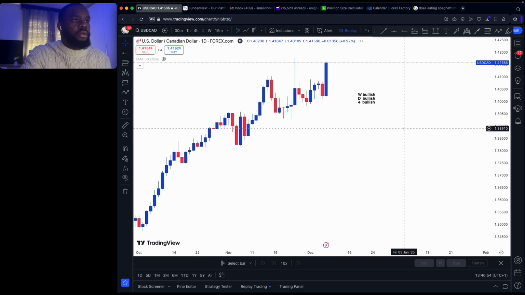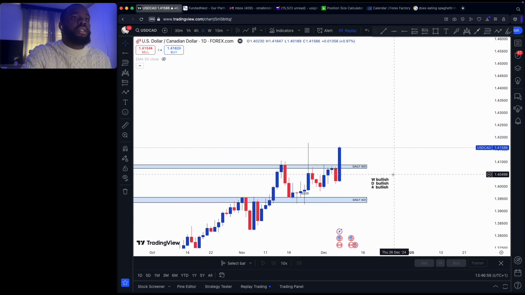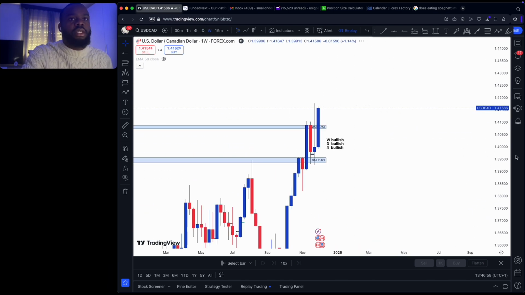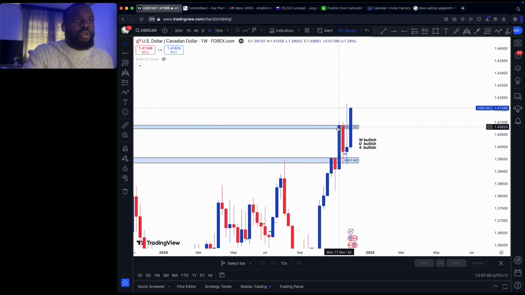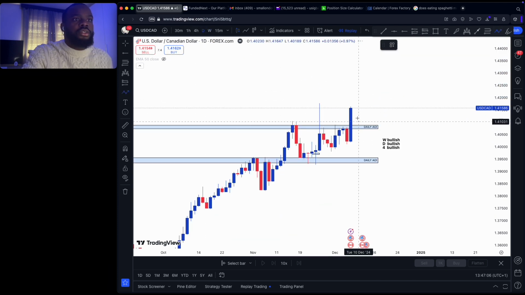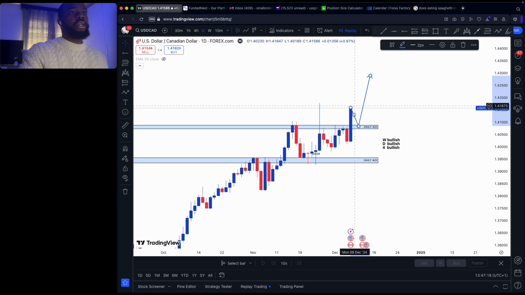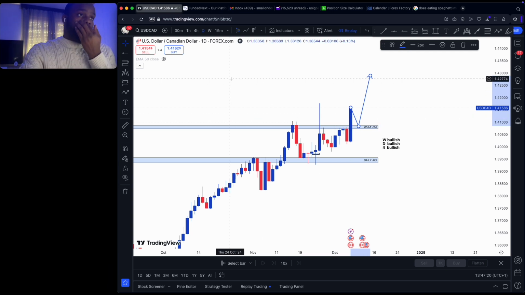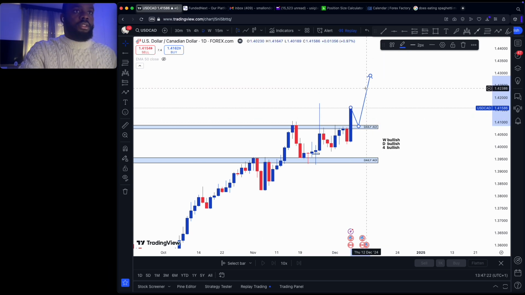Then again we have USDCAD, which is also very clean. The weekly area of interest is here. Then also the daily area of interest is at the same zone as the weekly. So what I'll be waiting for is a quick pullback to move again to the upside. That is for USDCAD.